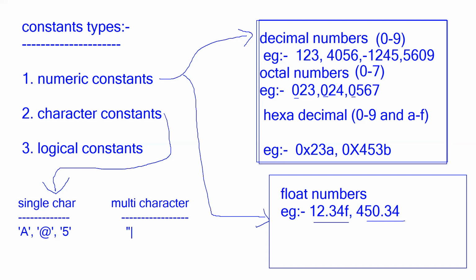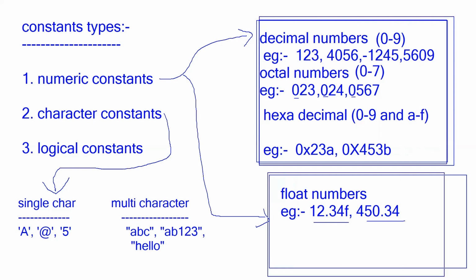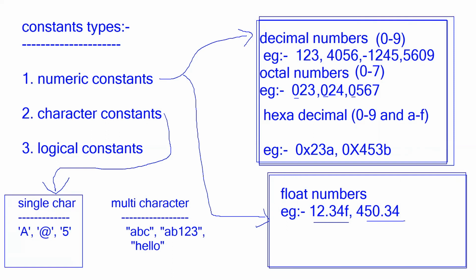Multi-character constant means the number or the text that is anything like ABC. Okay. Like AB123. So these all are the multi-character constants, like hello. So we have numeric constants, character constants, logical constants. The numeric constants are of two types: the numbers without a decimal point and the numbers with a decimal point. The character constants are also of two types: single character and multi-character constants. Logical constants are like Boolean values, like true or false. They are called logical constants.